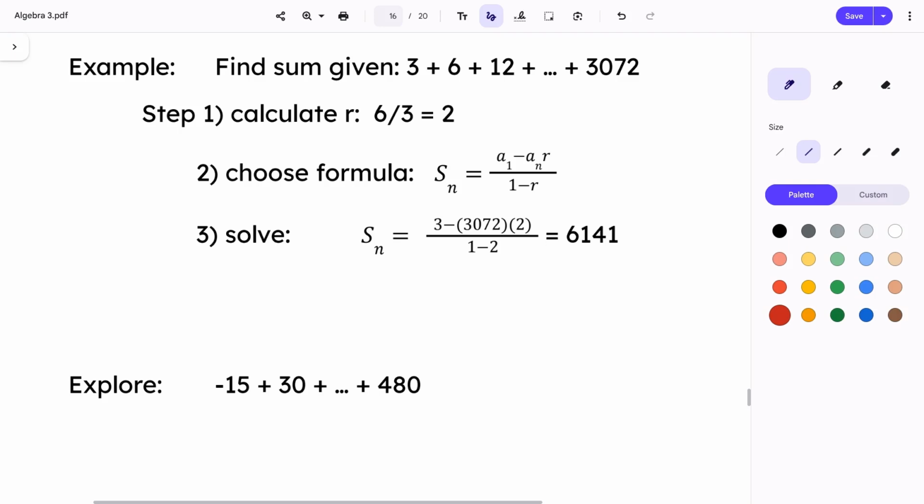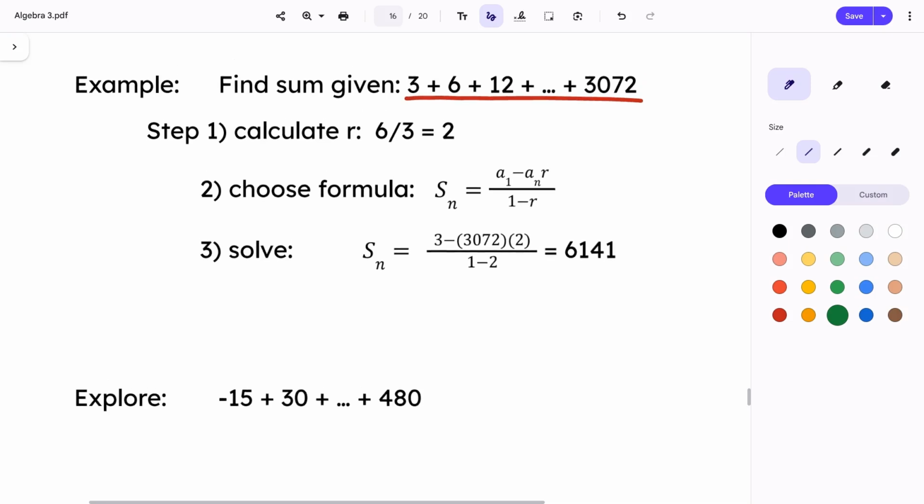Okay, now let's do the other formula, which is when they give you the very first term and they give you the last term. Notice that this sum looks a little different. They have 3 plus 6 plus 12 plus some stuff missing in the middle, and then they end with the 3072. I don't know how many terms are in here, so we do need to calculate the ratio. We take the second term divided by the first term, so 6 divided by 3, which is the 2. That's where they got this from.